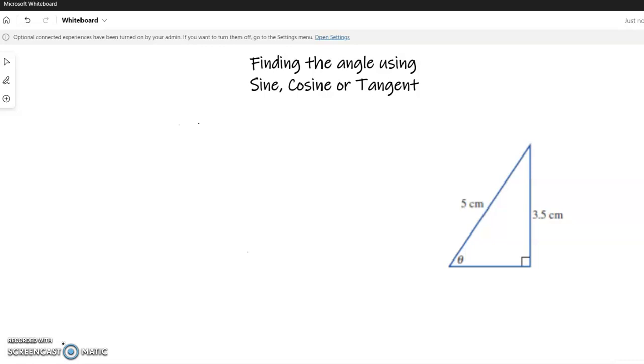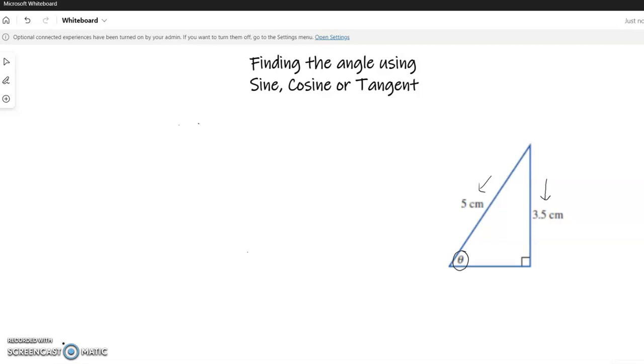If you have a look at the right angle triangle that we've got here, in this example, we know two of the sides in our right angle triangle. We know that the hypotenuse here is equal to 5 centimetres, and we know that the vertical side here is 3.5 centimetres. What we don't know is the size of this angle.